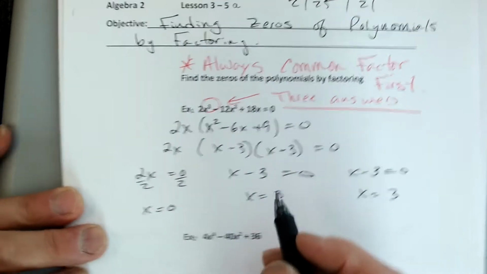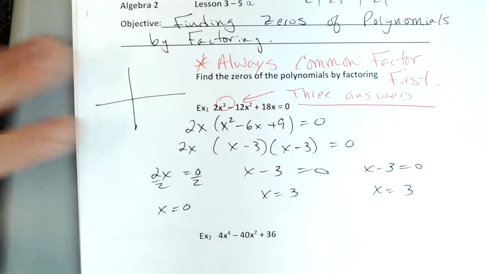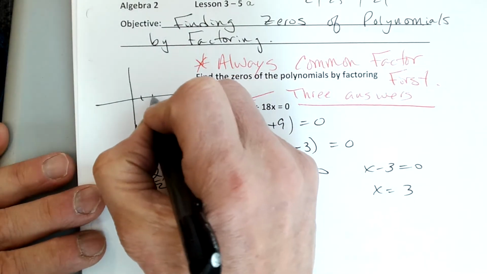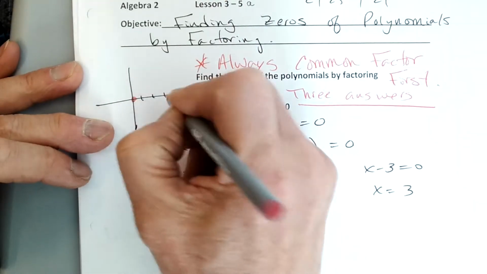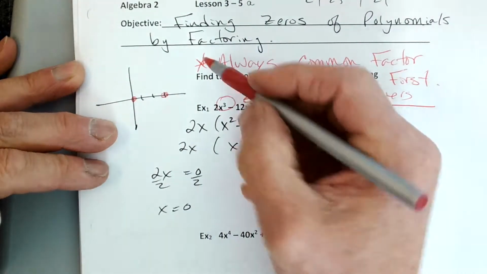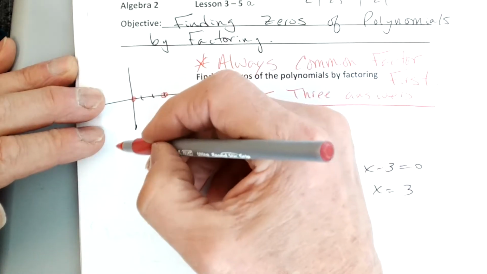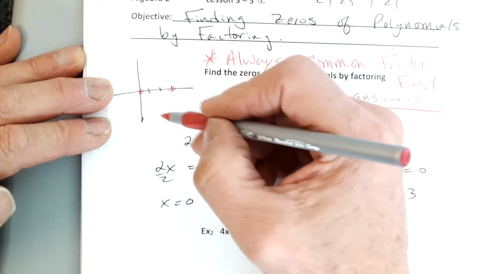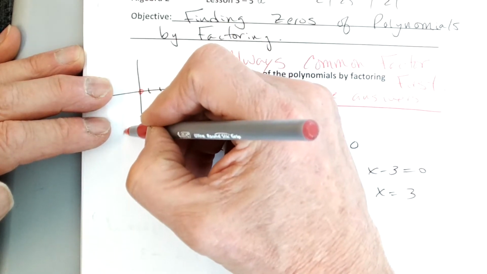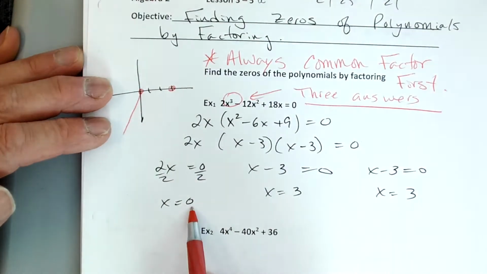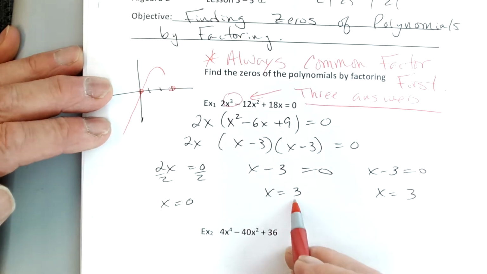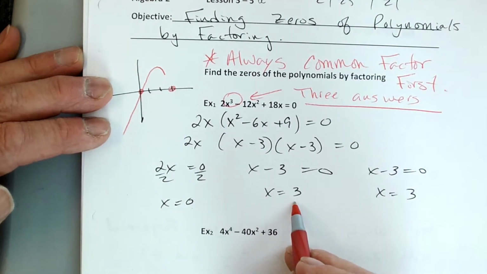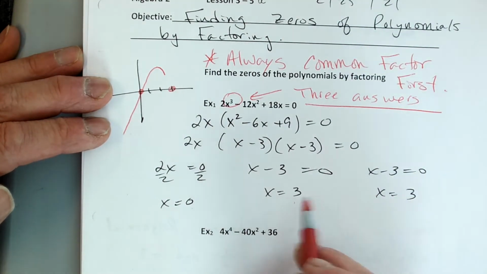Now, graphically, when you get a problem like this, here's what happens. As I go and graph this, and you can check this out on your calculator, it's going to look like this. It's going to go through 0, okay? And then it's going to go through 3. But I want you to watch this. It's got to go through 3 twice.